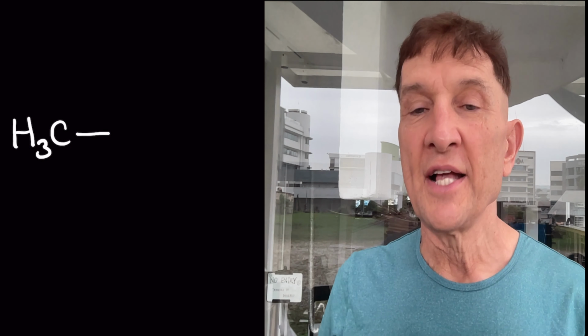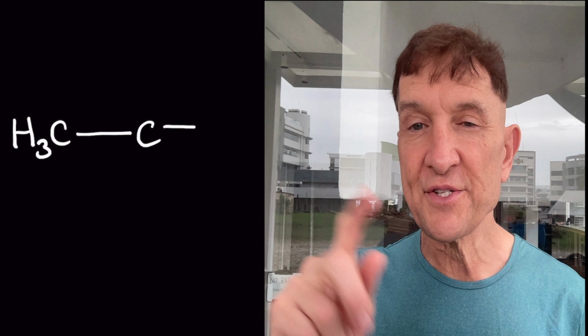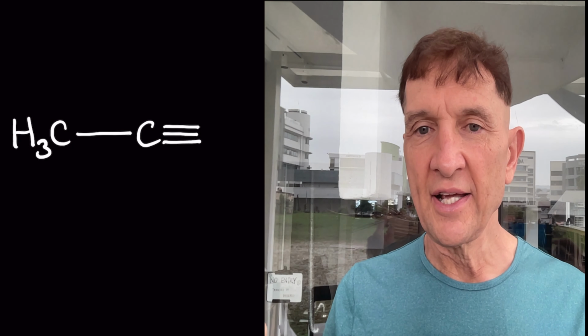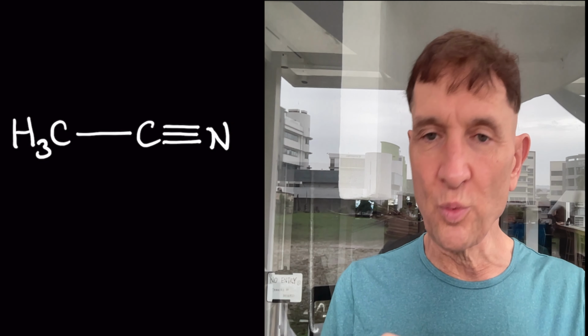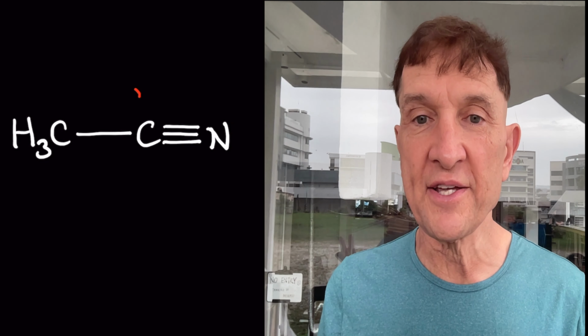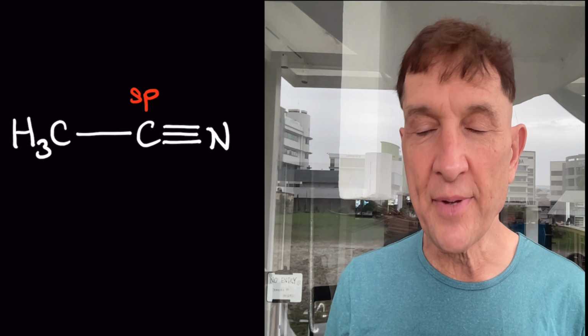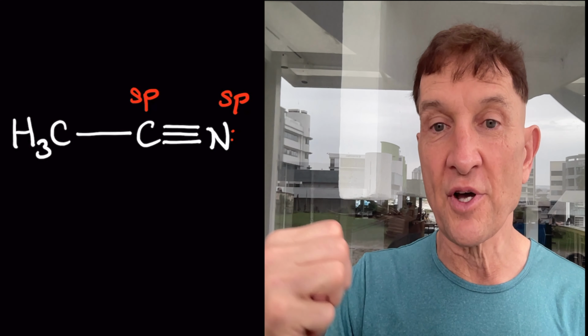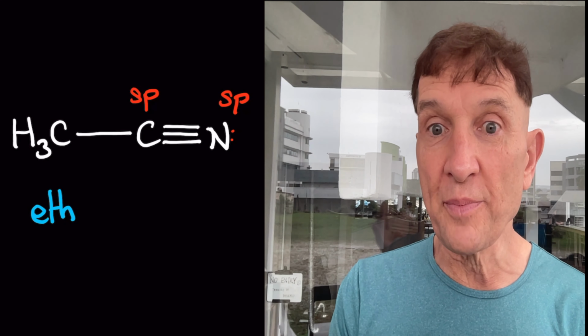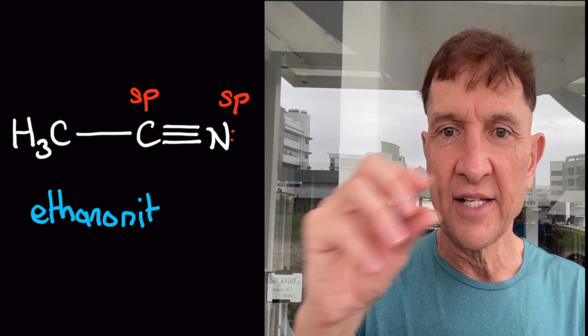Ethanonitrile has a CH3 group, tetrahedral. Central carbon, it has 2 groups around it, the nitrogen and the CH3 group. It's sharing 3 electrons in the triple bond, 1 in the single bond, no lone pairs, it's linear, sp. What about the nitrogen? It shares 3 electrons to the central carbon, it's got 5 totally, so it's got 1 lone pair, 2 groups around it, linear, sp. Very quickly, you can get very good at this.